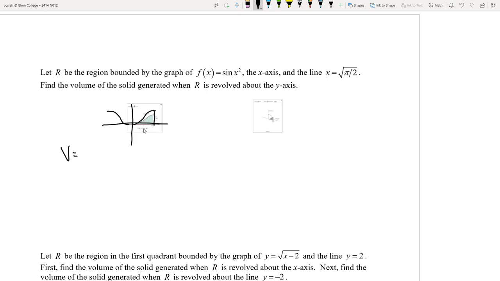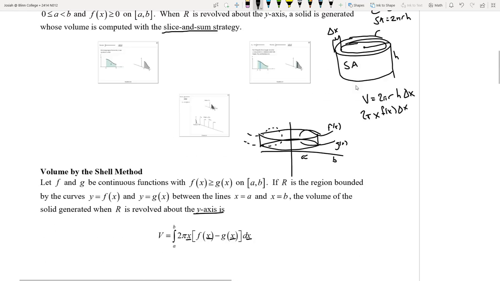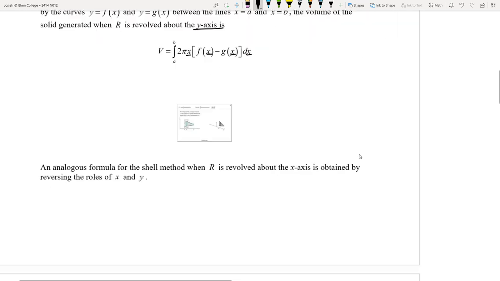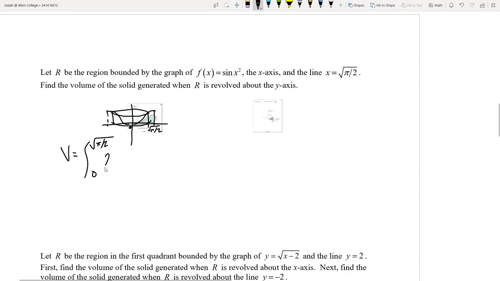So we're looking at 0 to root pi over 2, and we're going to grab just a section here and make a cylinder. We're looking for the surface area here, so we're integrating from 0 to root pi over 2. Again, we go back up: circumference is going to be 2 pi r, so our r turns into x. So 2 pi x times the height of our cylinder, which is just the function value.